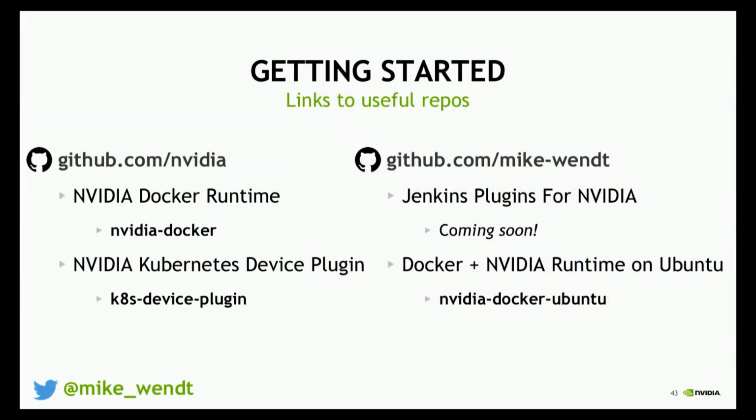As far as getting started, I just want to throw some links up here. Like I mentioned before, the NVIDIA Docker runtime is at the NVIDIA GitHub under the nvidia-docker repo. The Kubernetes device plugin is under k8s-device-plugin. And on my side, I will either fork or mirror, depending on where legal says it has to go, the Jenkins plugins that I'm developing. There will definitely be something at mine.